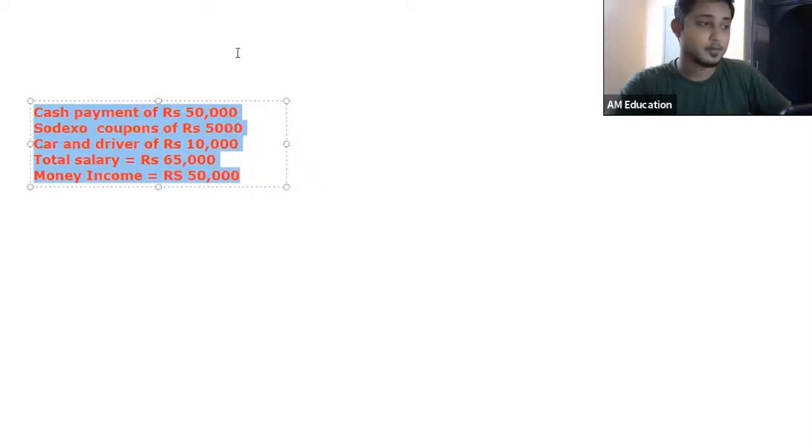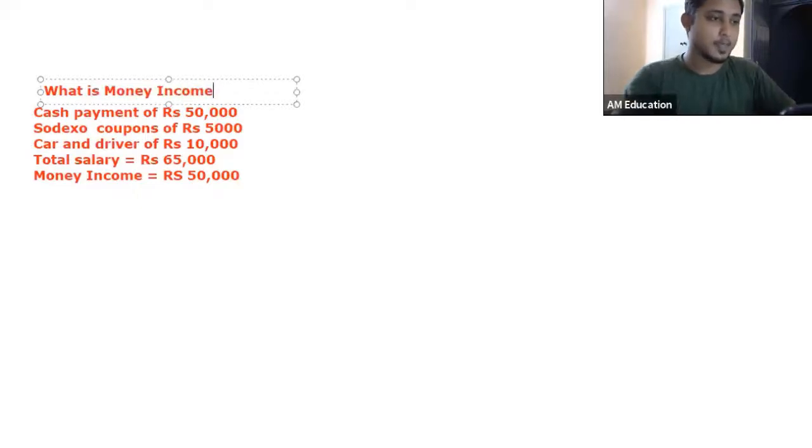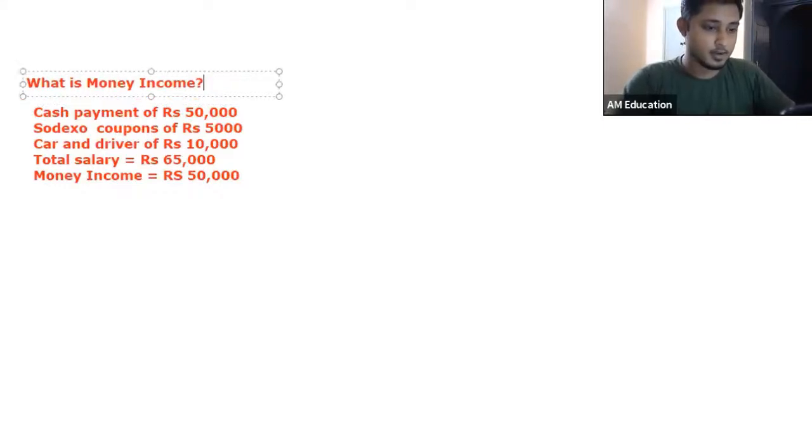This is money income. Okay. And then what did we learn about? And what was the other thing?